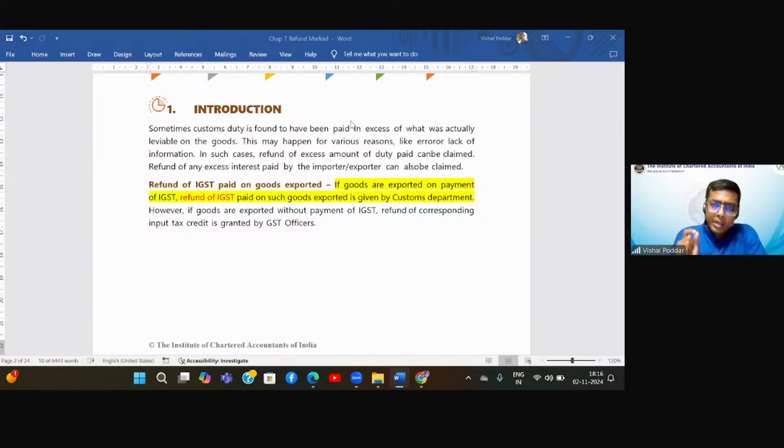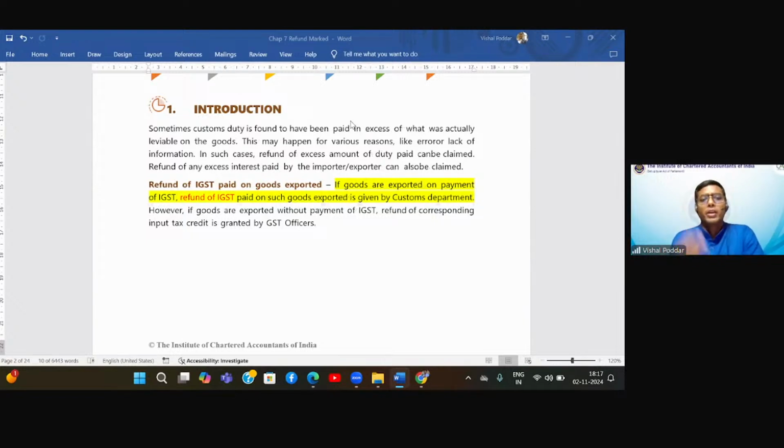Now, in this particular case, when goods are exported with payment of IGST and you file the shipping bill and upload the details in your GSTR1 and then later on 3B, you get the refund automatically because the GST portal connects with the customs portal, which is the IceGate portal. And if the details uploaded on the IceGate portal, that is a customs portal, about the shipping bill, about the EDI and all those details match what you have posted in your GSTR1, then the refund comes to your bank account automatically.